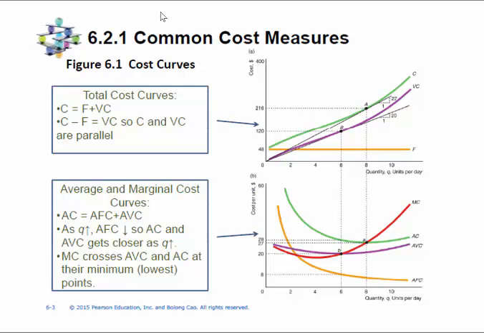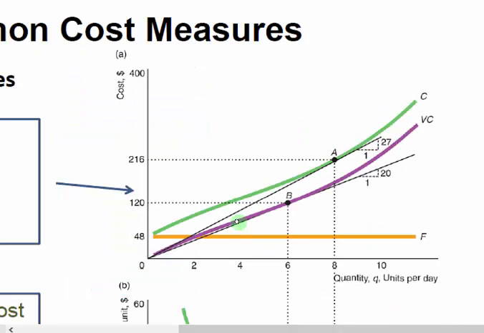So let's look at the short-run cost curves. And we will first look at the picture up here. So this picture is the total cost. The green line is the total cost. Where does it come from? We have the fixed cost curve, which is the orange line, and we have the variable cost curve, which is the purple line.